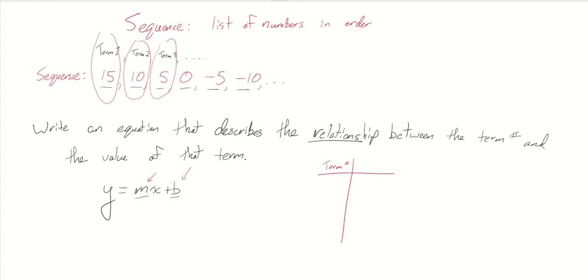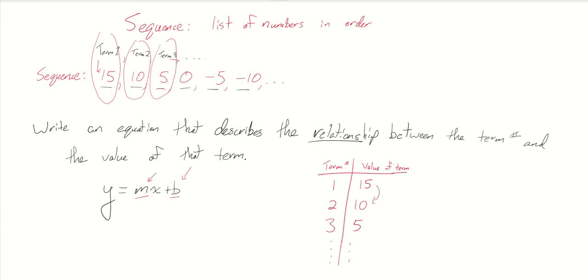When our term number is 1, what is the number value of term 1? It is 15. For term number 2, what is the value of term 2? It is 10. What is the value of term 3? Well, it's 5. And so on. And that pattern continues, right? So term 4 is 0, term 5 is -5, term 6 is -10.